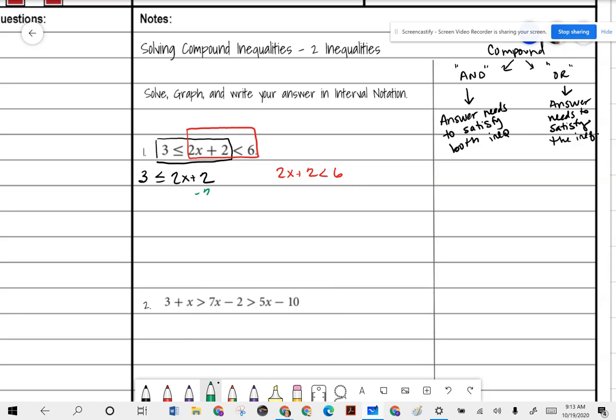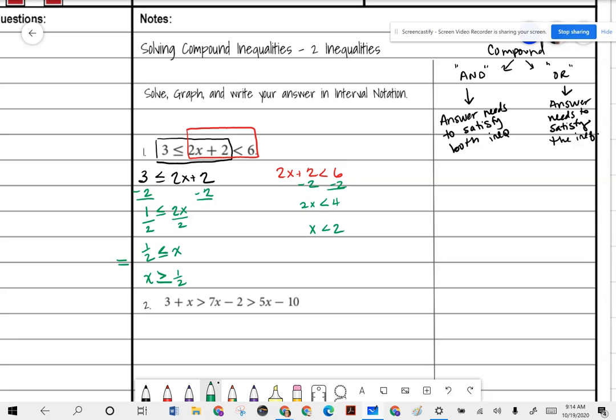So now when we've broken them up, we can go ahead and solve them as normal. So if I were to subtract 2, I would get 1 is less than or equal to 2x. I would divide by 2, and I get 1/2 is less than or equal to x. Now, using the reversal property, I would like to have the x on the left, but then I would have to make sure that it is pointing to the original number. All right, so these two are the same thing. So let's go ahead and subtract 2 on this side. We get 2x is less than 4, so we get x is less than 2.